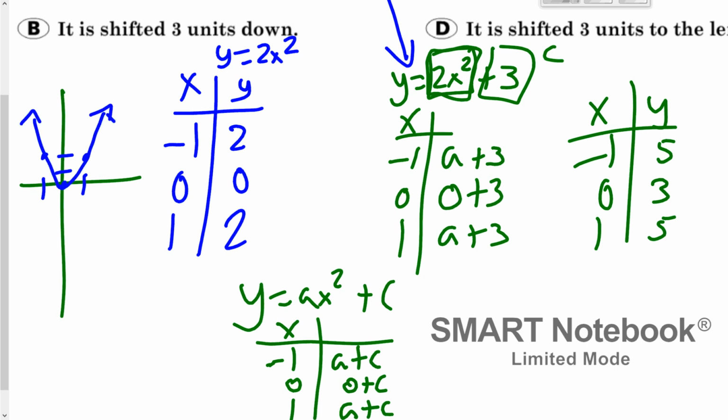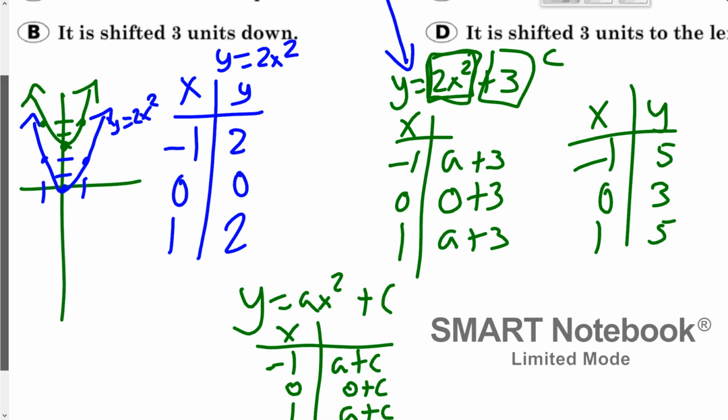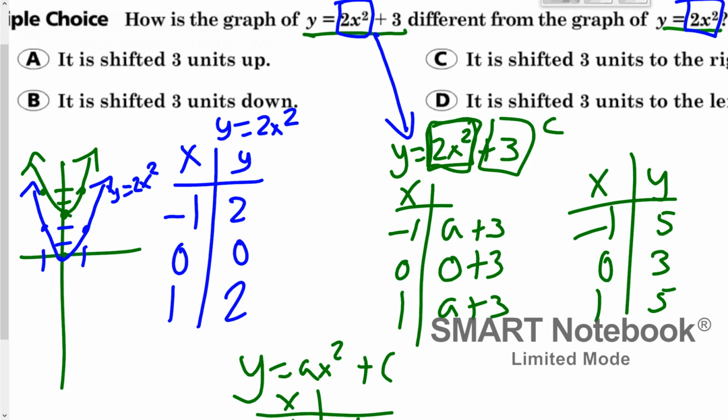So here's that one, y equals 2x squared. Let's graph the one in green. -1, 5, 0, 3, and 1, 5. So how is that one different? Well, it shifted up. It went from down here at 0, 0, and it shifted up 3. It shifted up 3. Well, where do you see that 3? It's added to the x squared after. After you square x and times it by 2, you add 3. So it's out on the outside.